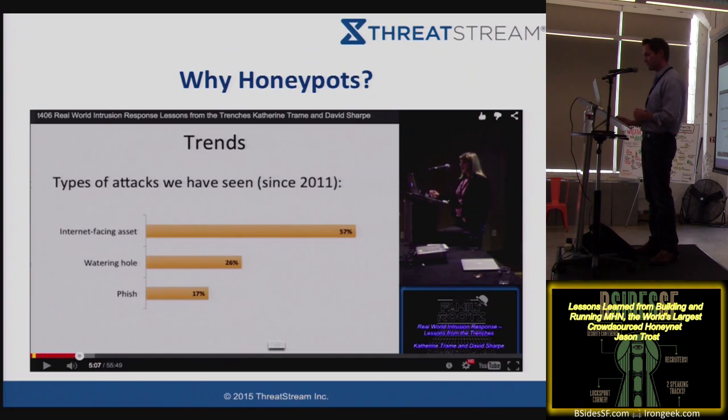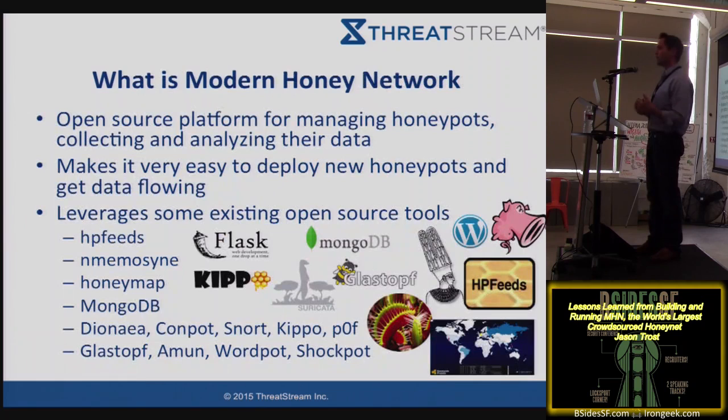All right, so what is the Modern Honey Network? It's an open-source platform for managing, deploying, and then leveraging the data from honeypots, either at scale or deployed on your enterprise network. The goal of the project was to make deploying honeypots and exploiting their data as simple as possible. I'm not going to demo the deployment today, but typically you deploy the MHN server one time, somewhere on your network or on the internet, and then from there you can deploy honeypots in about 2 minutes using a single command. It's pretty easy. The system leverages several existing open source tools, including HPFeeds, which is a transport mechanism for how the honeypots transport data back to the MHN server.